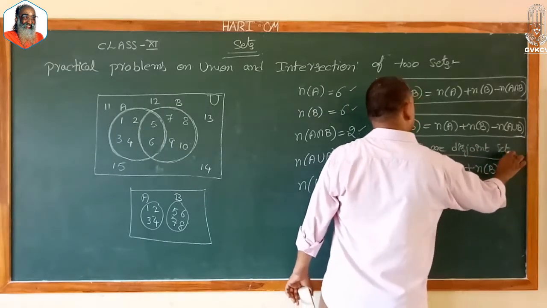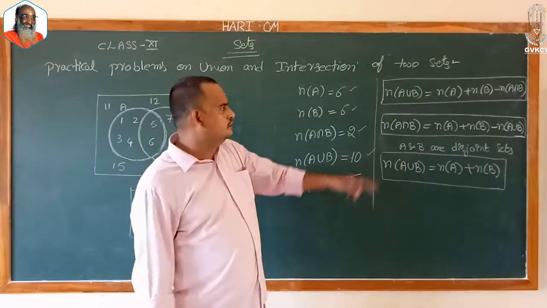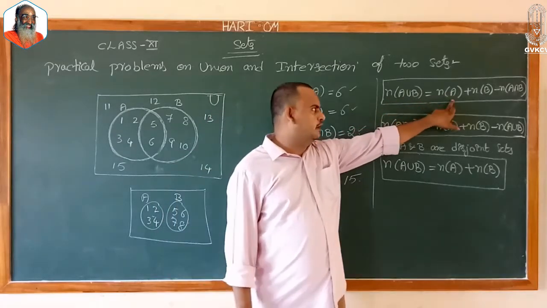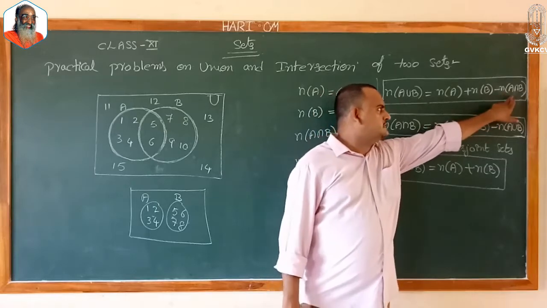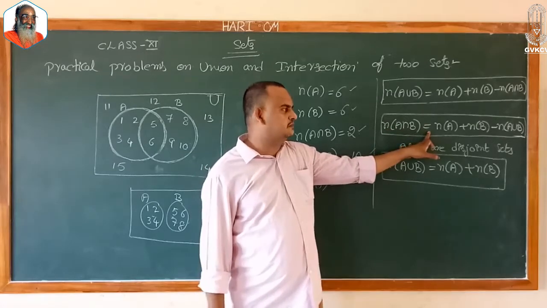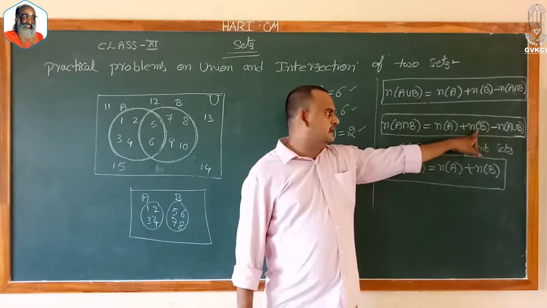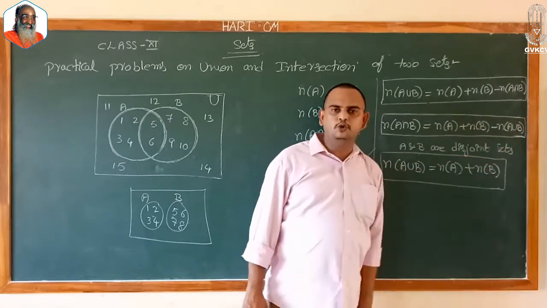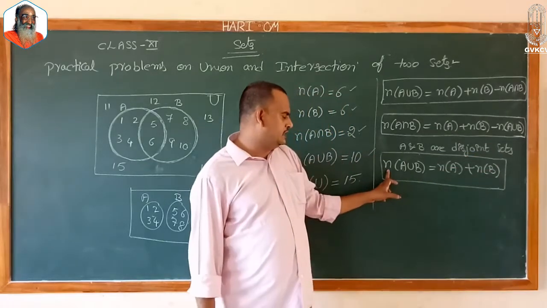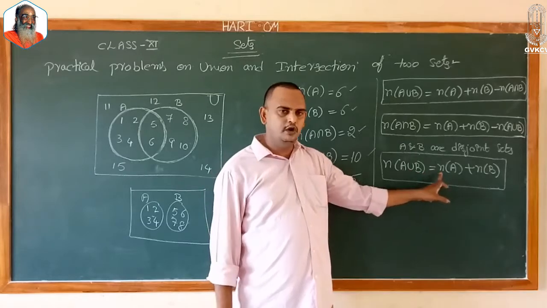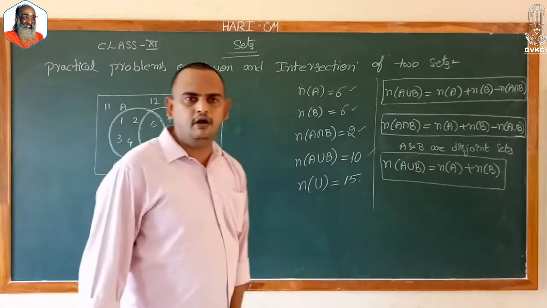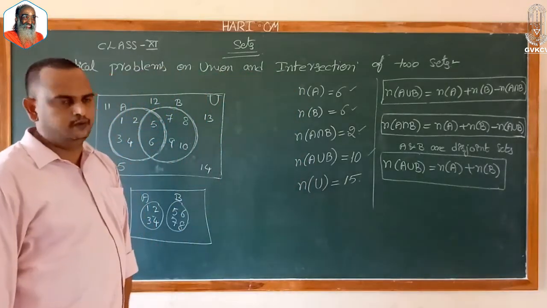This is the formula we apply when A and B are disjoint sets. Formula number 1: n of A union B is equal to n of A plus n of B minus n of A intersection B. Formula number 2: n of A intersection B is equal to n of A plus n of B minus n of A union B. When A and B are disjoint sets, the formula is n of A union B is equal to n of A plus n of B. This is another concept we have.